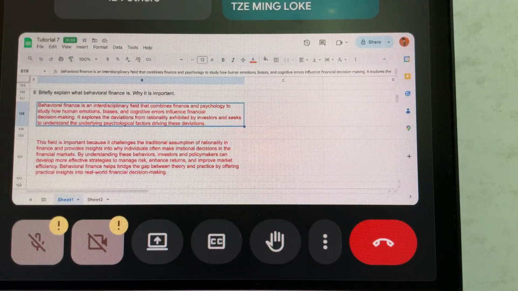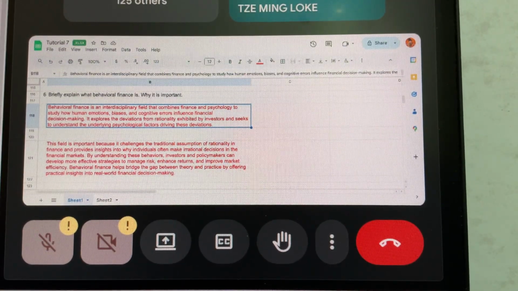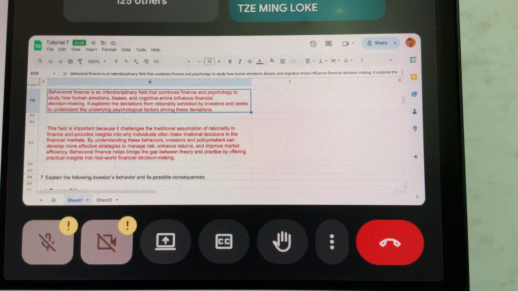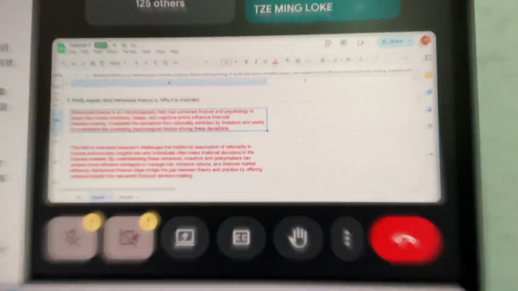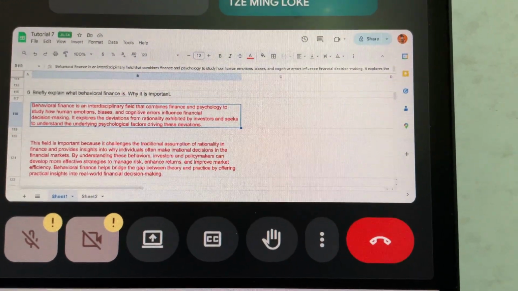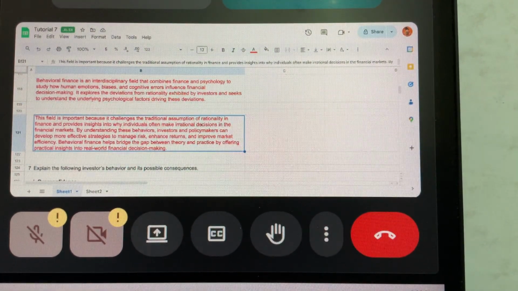Okay. So in short, what they are trying to say is that behavioral finance is a study that combines psychology and finance, trying to study why people, when they make their financial decisions, may behave not according to logic. Okay. All right. So why is it important? This is important because it challenges the traditional assumptions.